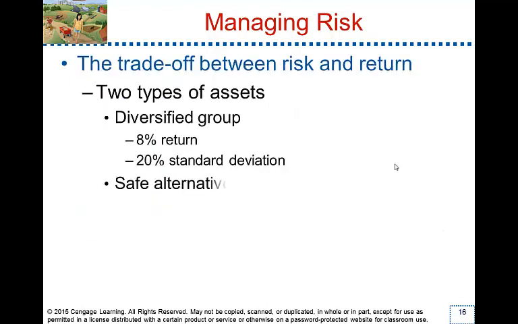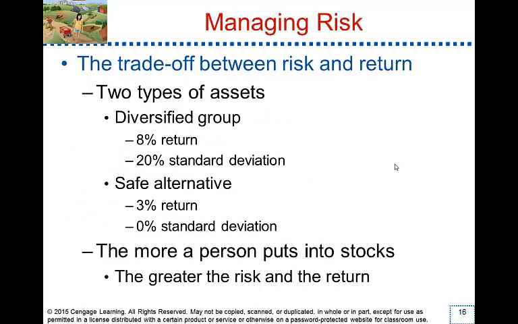So what's the trade-off between risk and return? I said earlier that you can opt for more risk, but of course if you opt for more risk, usually it's because you're hoping for a better return. So there are basically two types of assets. There's a diversified group that might give you an 8% return, but a 20% standard deviation, so there's some risk attached to it. Or maybe there's a safe alternative, a safe group, if you like, that gives you a lower return, just a 3% return, but no risk. Which would you go with?